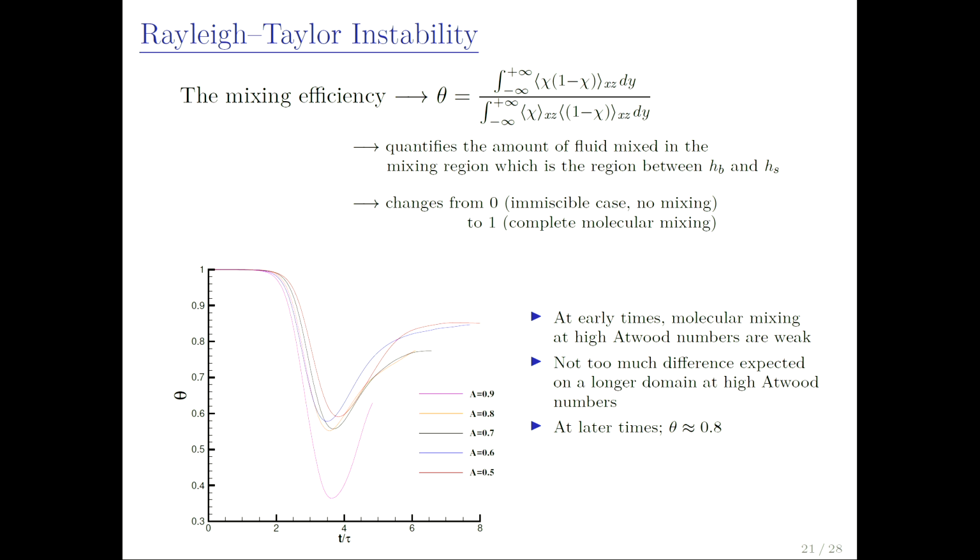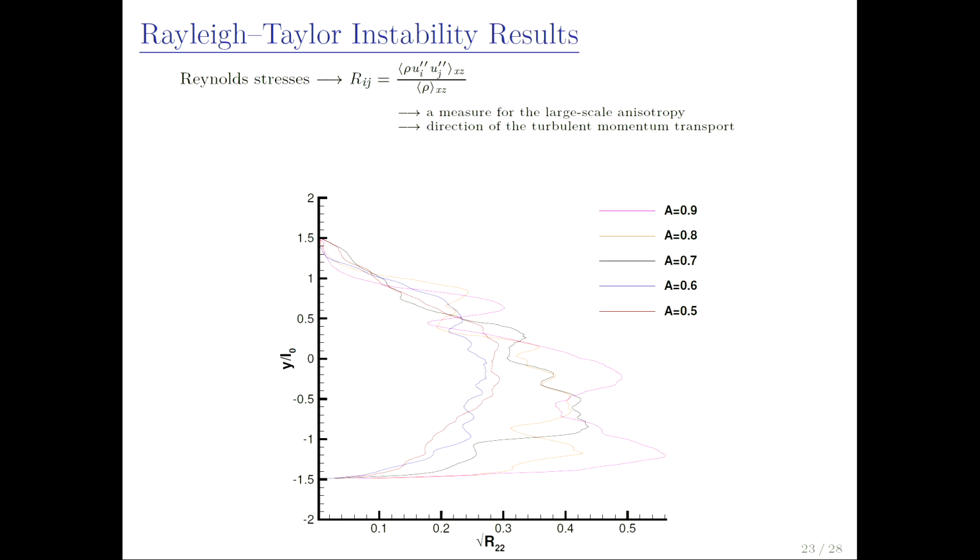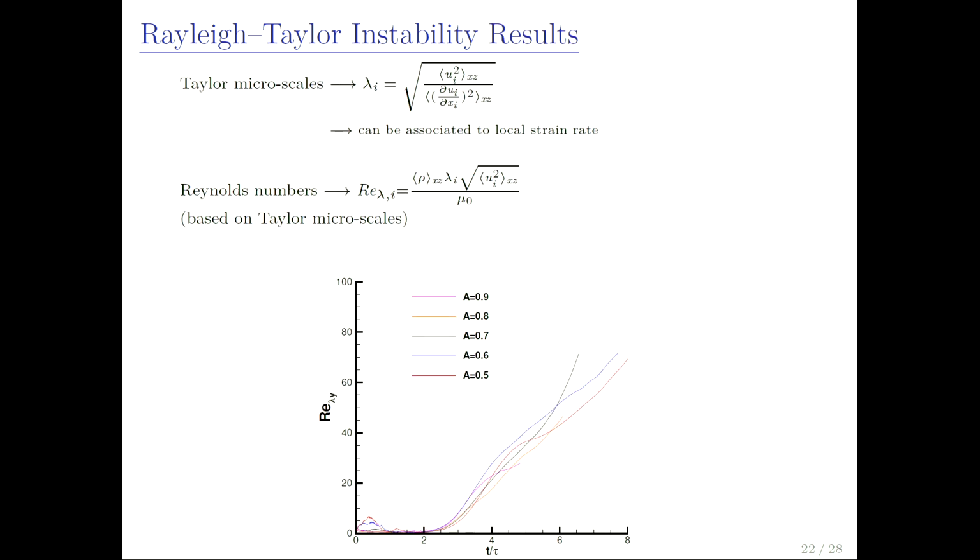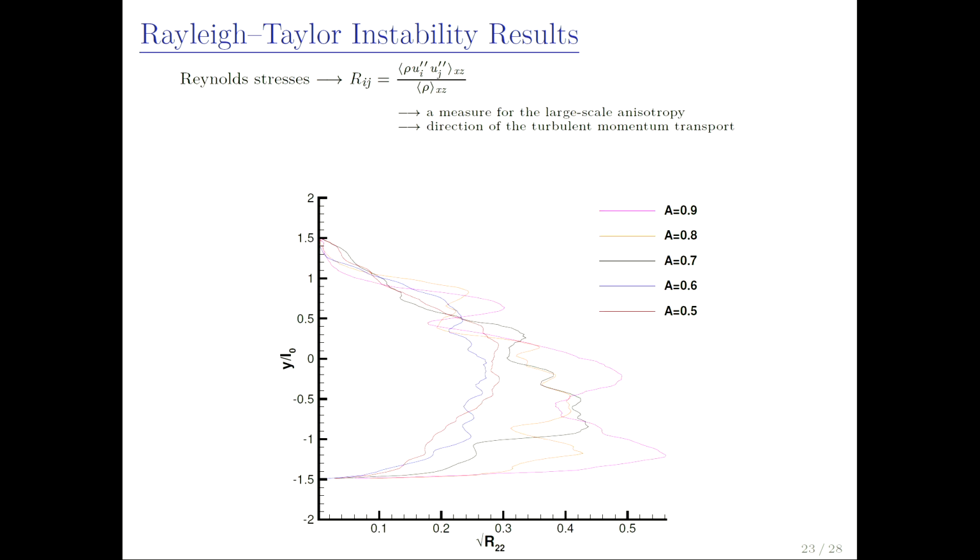The mixing efficiency, I'm skipping this. The Taylor microscales and the Reynolds number, I'm skipping this. Reynolds stress terms, I should say something here. You see the asymmetry of the Reynolds stress terms with an increasing Atwood number.